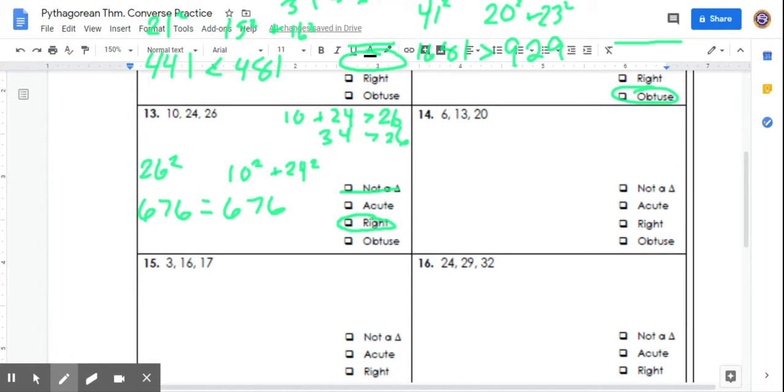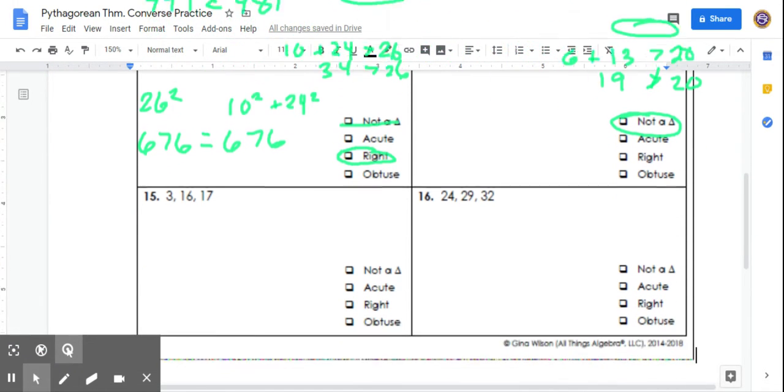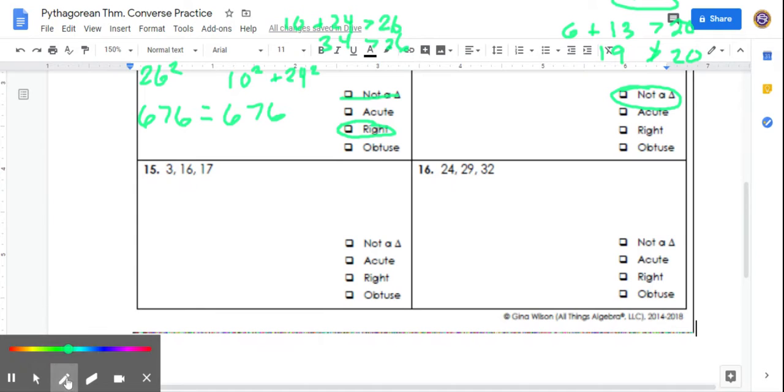So 14, start by checking if it's a triangle at all. So 6 plus 13, is that greater than 20? And as a matter of fact, it is not. So 19 is not greater than 20, so that means it's not a triangle. And we're done.